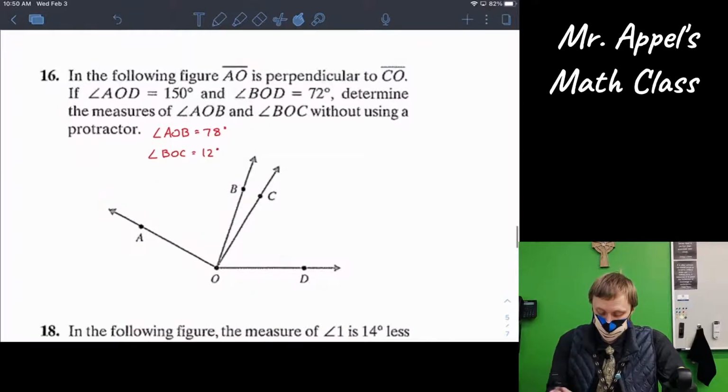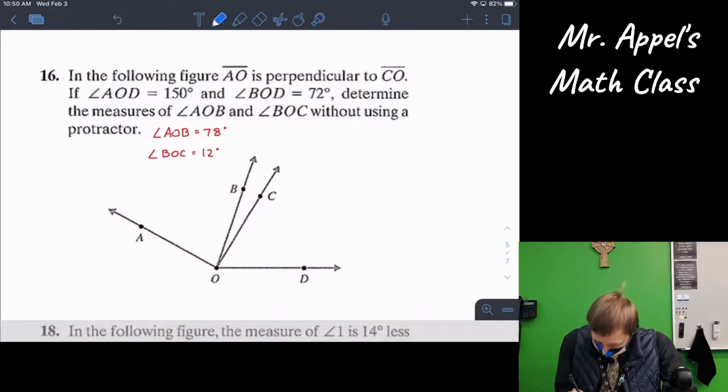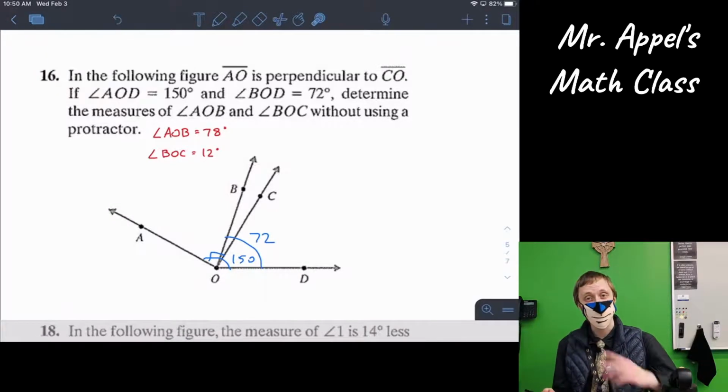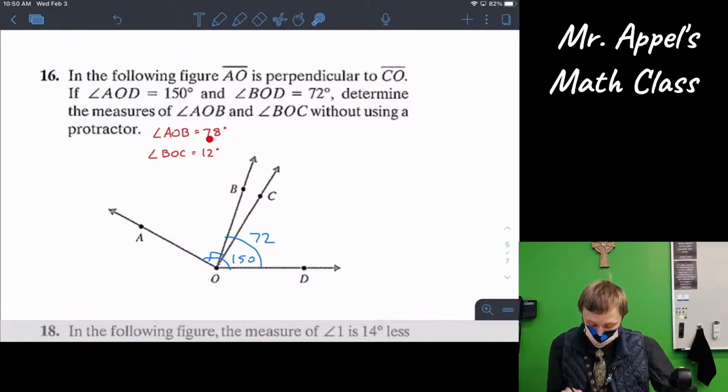Next we have 16. This figure, we're given, again, some angle measurements. This is perpendicular. So AO is perpendicular to CO, so that there is 90. AOD, this whole thing is 150. And BOD is 72. Without measuring, simple calculation, add, subtract, you can find that AOB is 78 and BOC is left at 12.